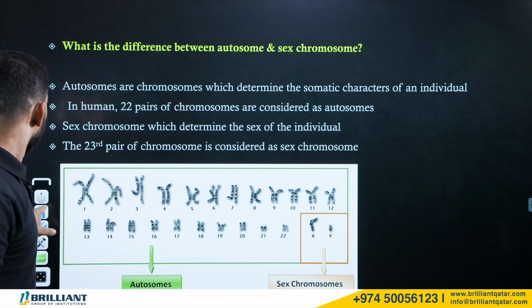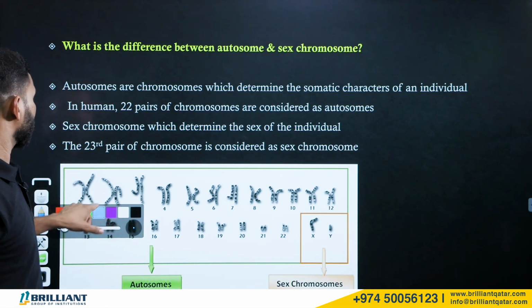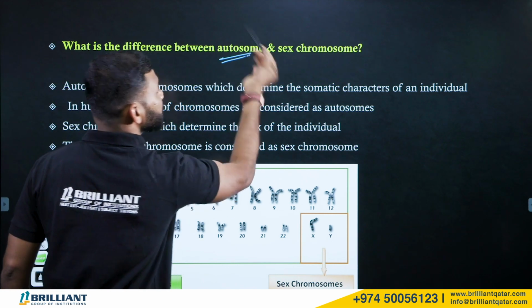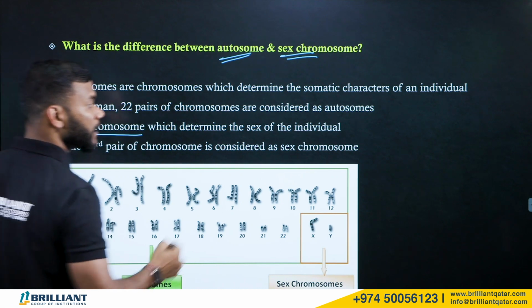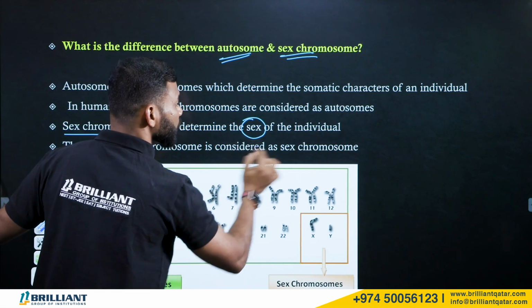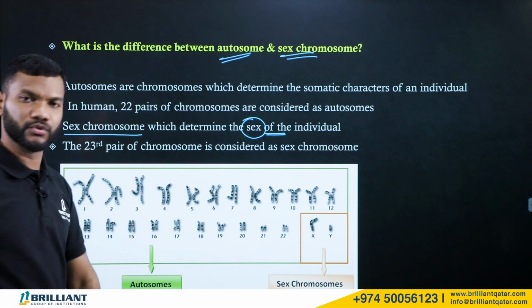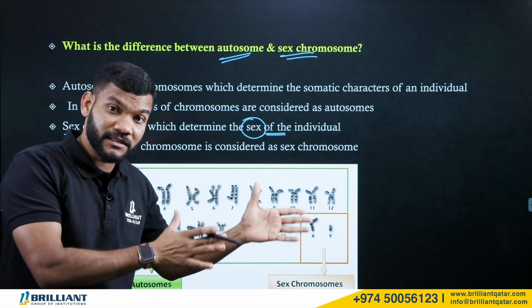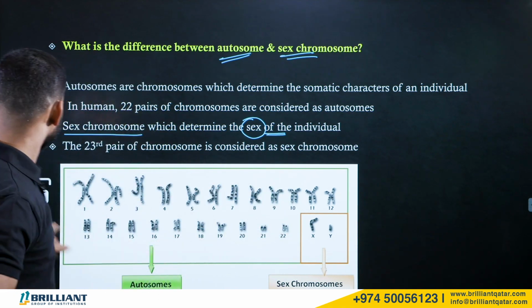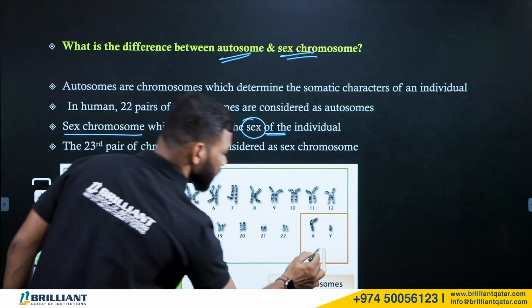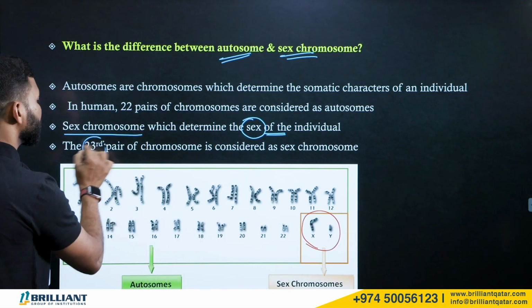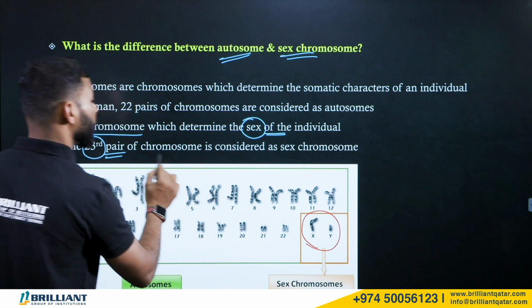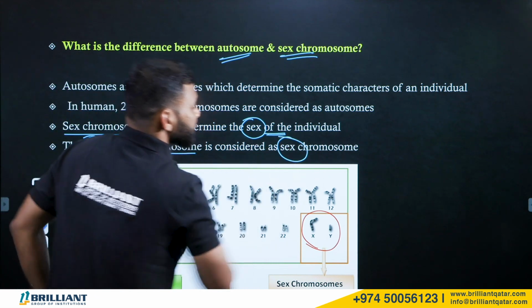Then, what is meant by sex chromosome? Because one of the questions is: what is the difference between autosome and sex chromosome? Sex chromosomes are the chromosomes which determine the sex of the individual. Whether the person is male or female, who determines that? That is the last set, the 23rd pair of the chromosome, which is considered the sex chromosome.